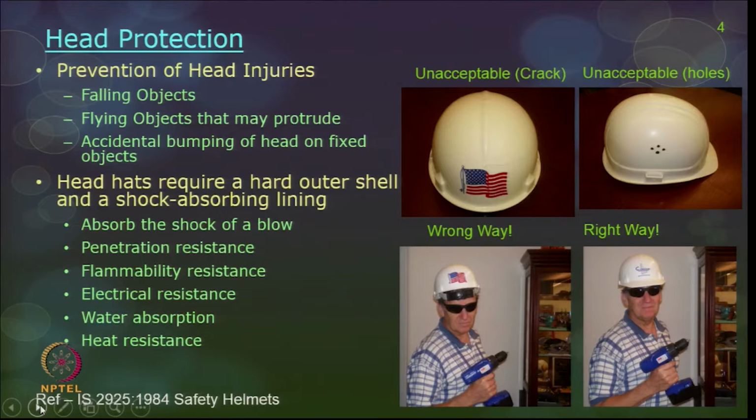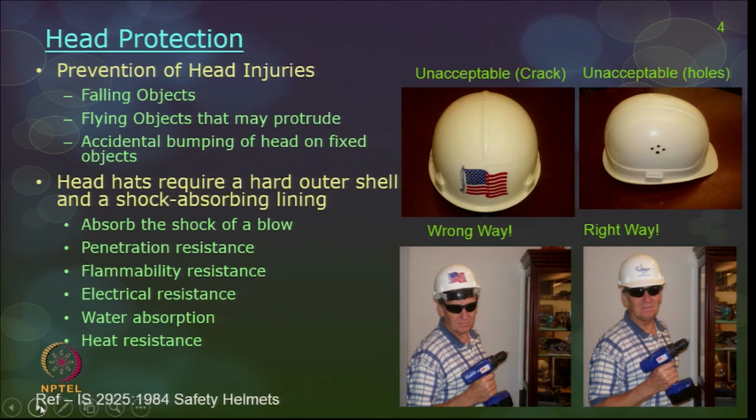Number one is head protection. Why should you wear a safety helmet or a hard hat? To prevent any head injury from a falling object. Maybe you are walking beneath a scaffold or some formwork, and by mistake some materials can fall off from the scaffold or from the roof. Then you have to have a proper hard hat to prevent any head injury from falling objects.